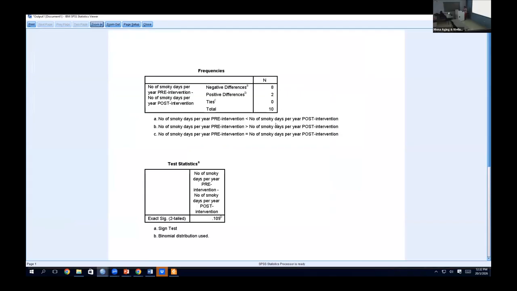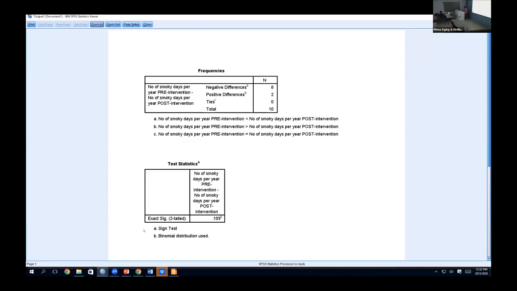So our sample size has been reduced to 10. In the previous example, we had about 17,000 people or so. Right now, we only had 10 persons who've been living there for 85 or more years. So 8 negative differences. And remember we said negative differences mean that they're experiencing more smoky days after the intervention. And we only had 2 positive differences and no ties.